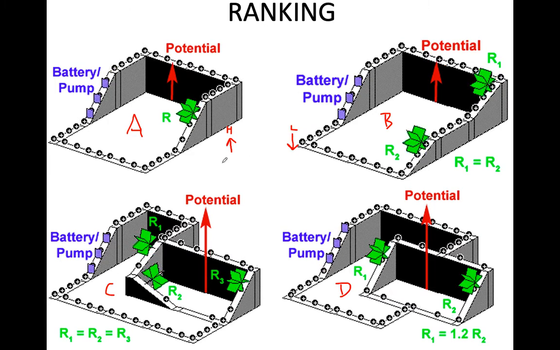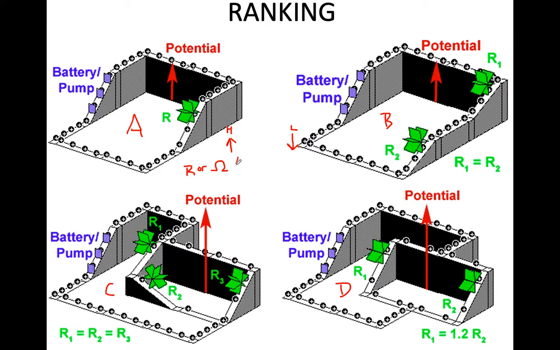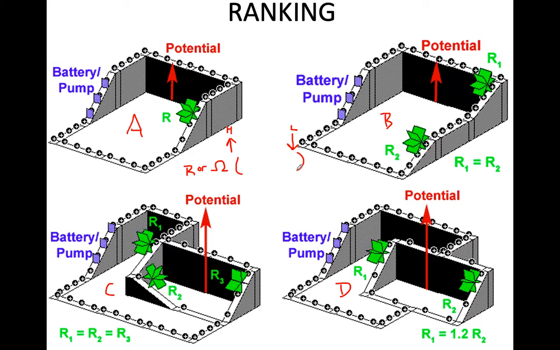And the first thing we want to rank high to low is the resistance, the omega. I'm going to put R, so resistance or omega. And remember, omega is how we say resistance. So I want you to pause the video and put these in order, from the one with the highest resistance to the one with the lowest resistance. So go ahead and pause the video and do that right now.